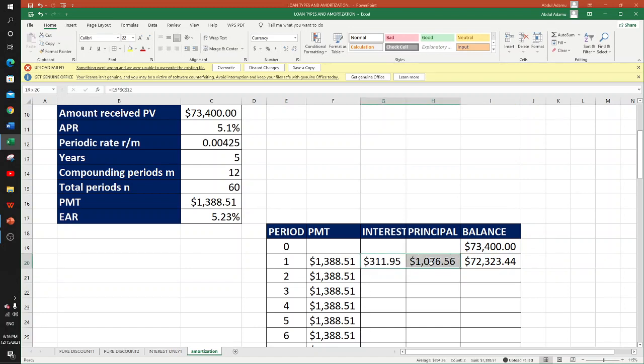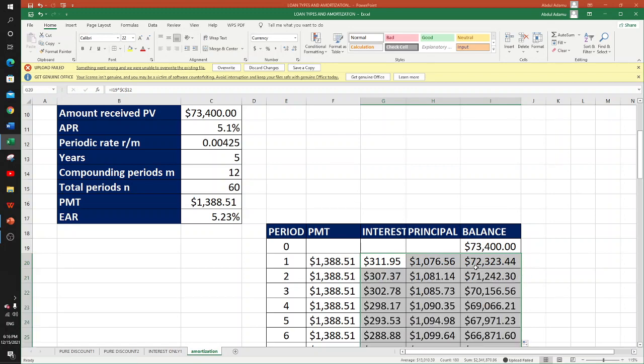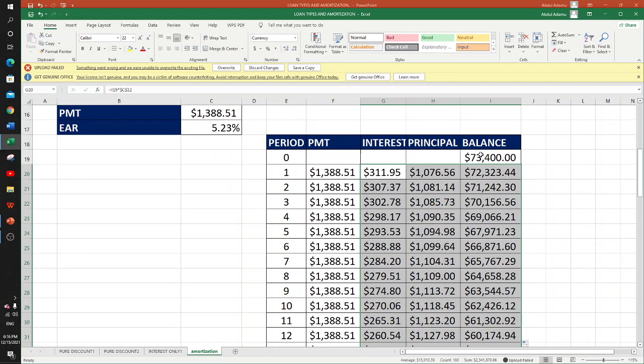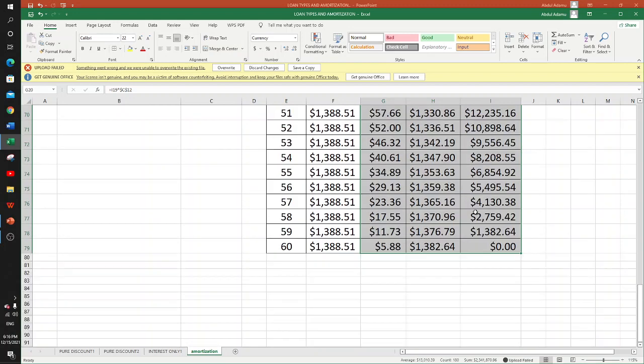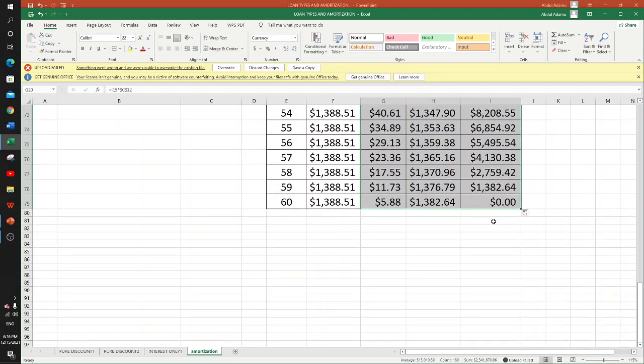So I'll highlight the 3 and just double click. It will send down. If we did well, then it means at the end of the 60th month, this will amount to 0. So let's check. You can see this amounted to 0.